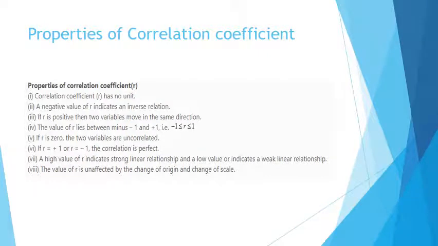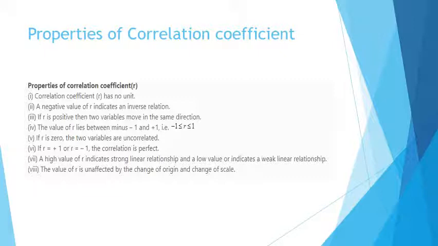Now, properties of correlation coefficient. Number one, correlation coefficient has no unit. It is a pure number. It means unit of measurements are not part of r. For example, r between height in feet and weight in kilograms is 0.7.